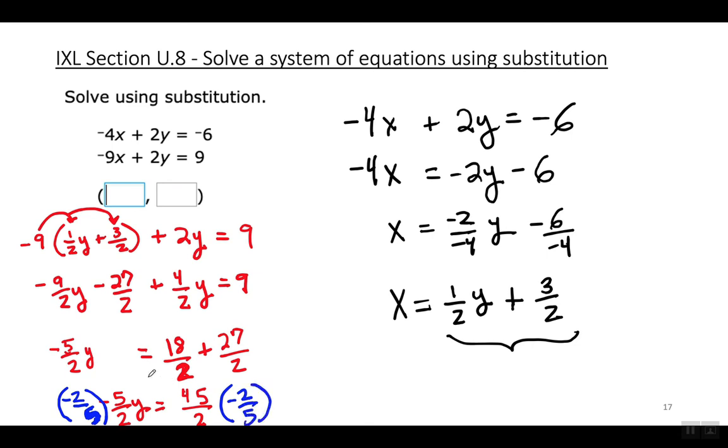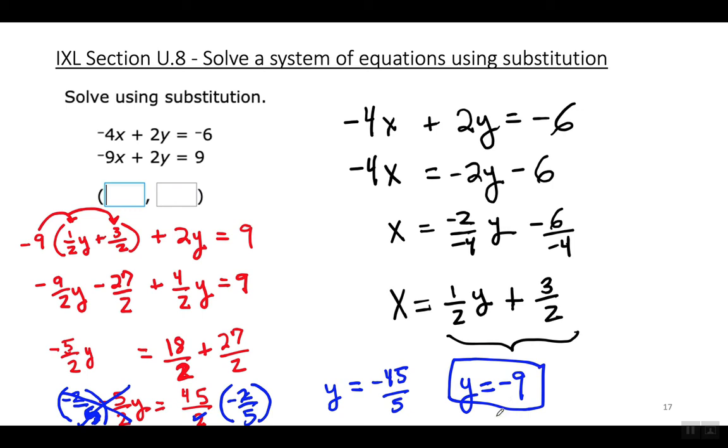Okay, when I do that, on the left, this will cancel out, and I'll just have y equals. On the right, the 2's cancel out, and I'll have negative 45 over 5, which when I simplify it is negative 9. Yeah, that's a lot of work, but that's life. All right, so y equals negative 9.